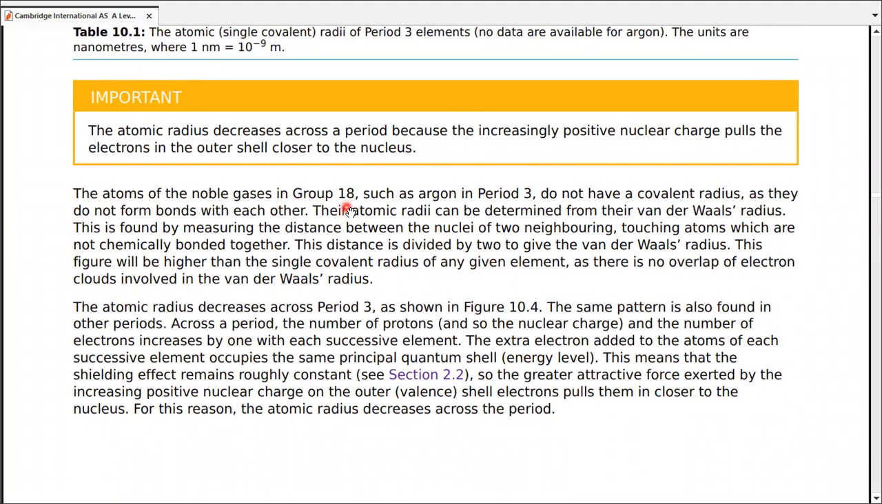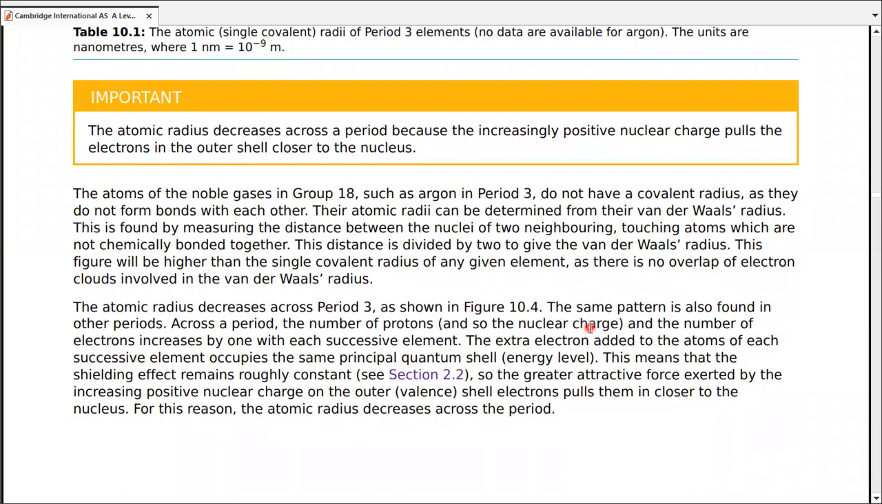So the atoms of noble gases in group 18, such as argon in period 3, do not have a covalent radius, as they do not form bonds with each other. The atomic radii can be determined from van der Waals radii, as I've already told you before. This is found by measuring the distance between the nuclei of two neighboring atoms, touching atoms which are not chemically bonded together. The distance is divided by 2 to give the van der Waals radius.